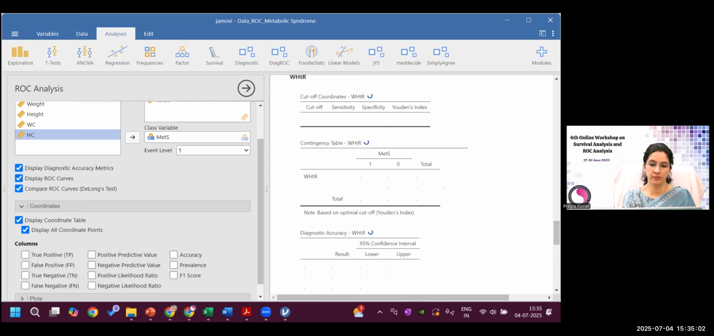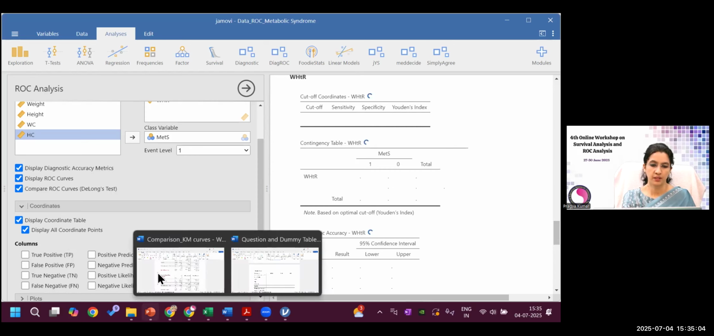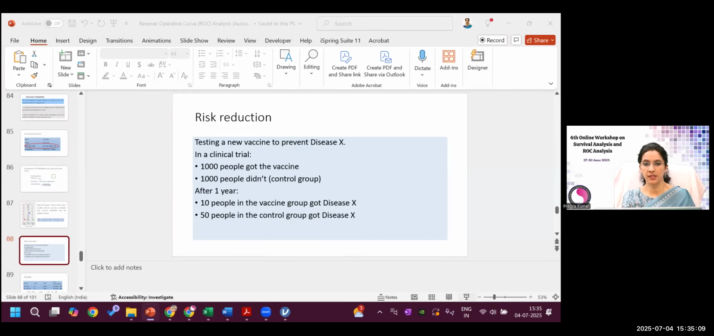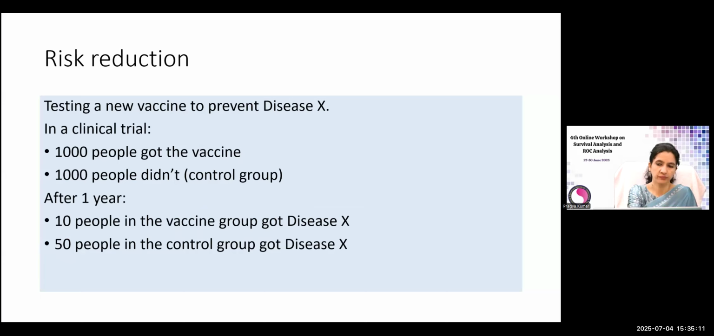So till the time it is appearing, I will try to explain a few more concepts. Because in ROC, if you see, in the JAMOV there's a new option which tells you, if you take some cutoff, it calculates the relative risk, odds ratio, relative risk reduction, absolute risk reduction, and the number needed to treat. All these options you will get in the JAMOV.